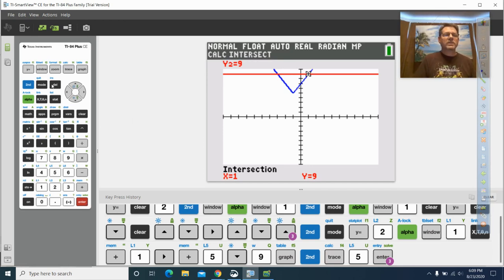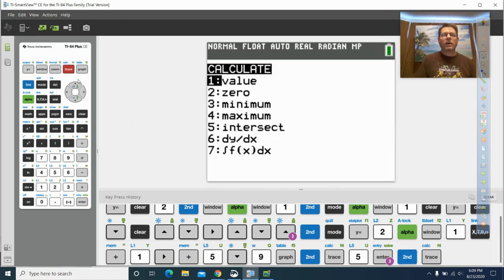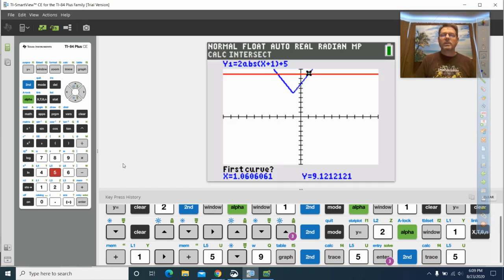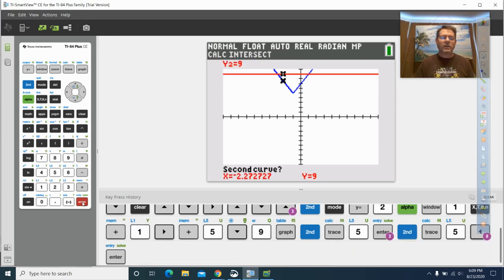All right, so let's try this again. Second, calc 5. But before we start hitting, we need to come over here. I'm going to hit the left arrow, and that has to be just one step closer to that intersection than the other one so that the calculator knows which intersection we're concerned about. So hit enter. Second curve, yes. And do I want to guess? Yes. And there it is, -3. So the solutions for this equation are -3 and 1.